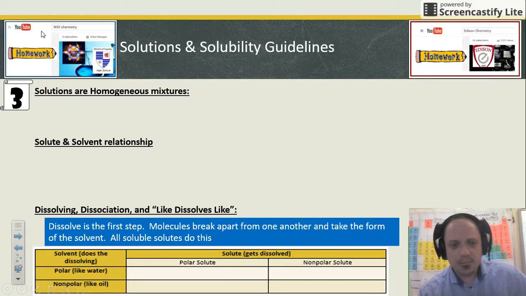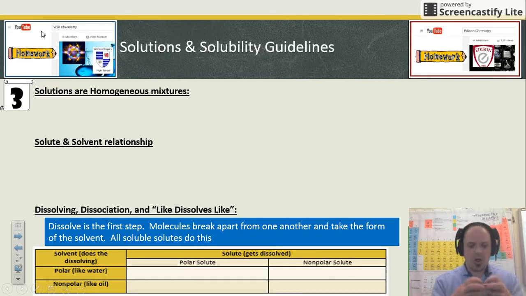Dissolving is always the first step. Dissolving, dissociation, and like dissolves like. Okay, dissolving is always the first step. Molecules break apart from one another and take on the form of the solvent. So the sugar molecules would split apart from the big crystal and go into the water and move around on their own. All soluble solutes do this.